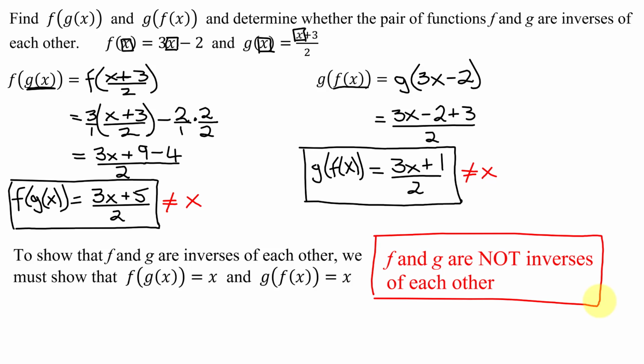And one last thing I want to point out is if this problem had been phrased differently and it had just asked us to determine whether the pair of functions f and g are inverses of each other, directly, we got this first result of f of g of x not being equal to x, we immediately know that f and g are not inverses. We wouldn't have to do the second part of the problem.